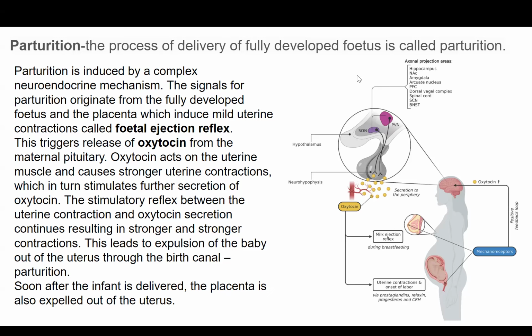So likewise, the stimulatory reflex between the uterine contraction and oxytocin secretion continues, resulting in stronger and stronger contraction. This leads to expulsion of the baby out of the uterus through the birth canal. Now this is called parturition. Soon after the infant is delivered, the placenta is also expelled out of the uterus.